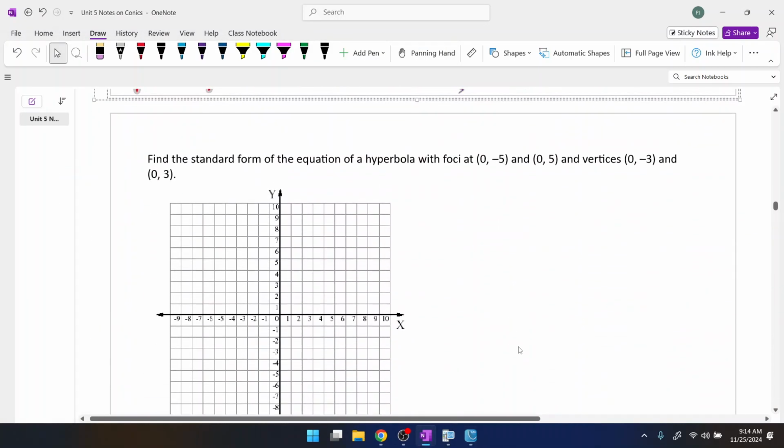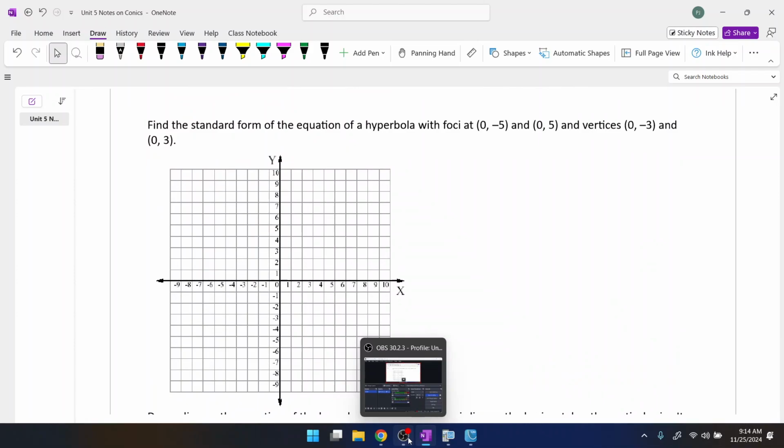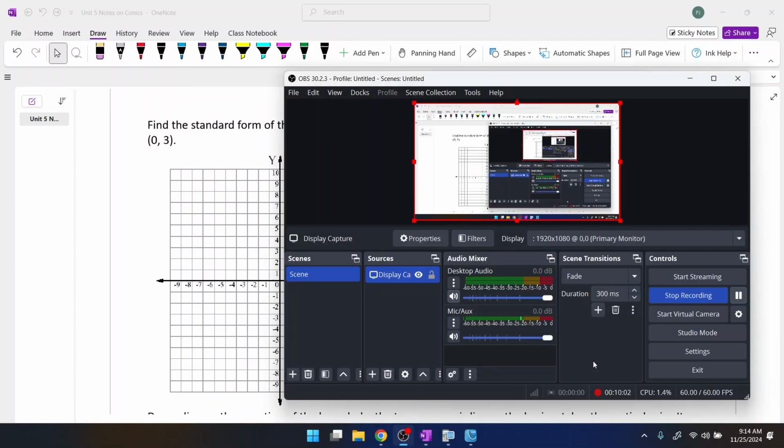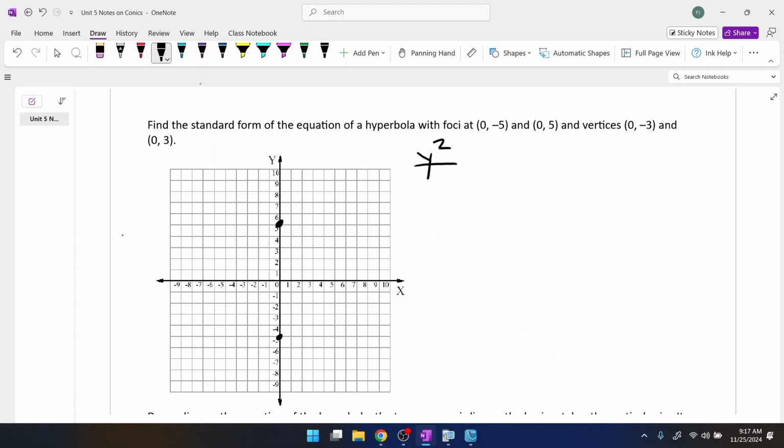All right. So what I want you to do here is find the standard form of a hyperbola with the foci at the given points. They are going to be located at 0, -5 and at 0, 5. So basically, it's going to lead off with a positive y value, and this will equal 1 over here.